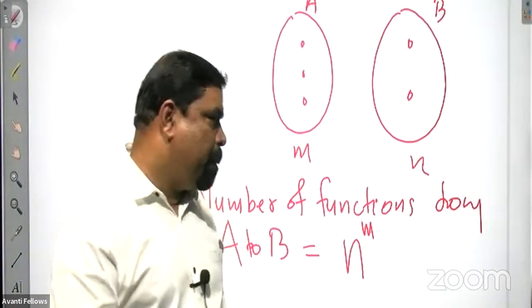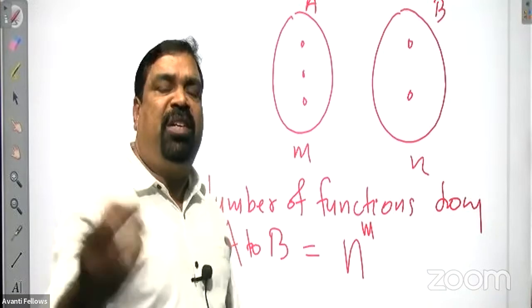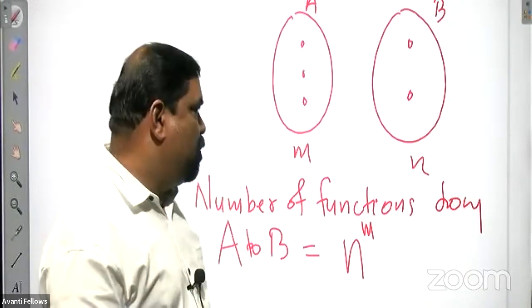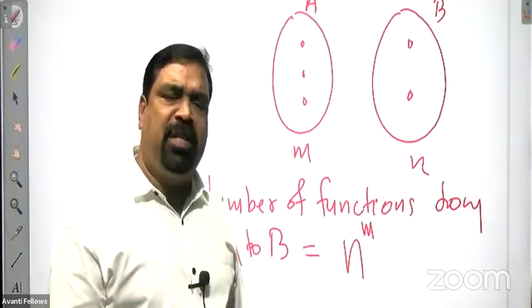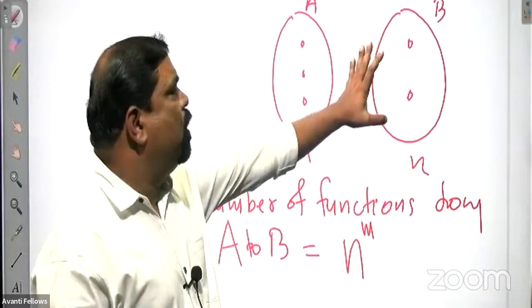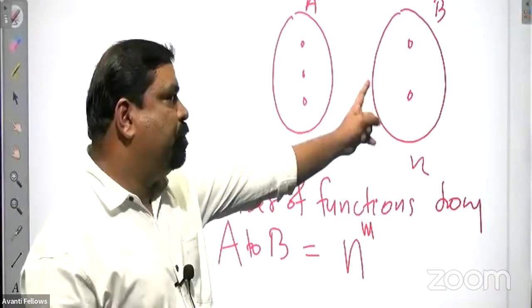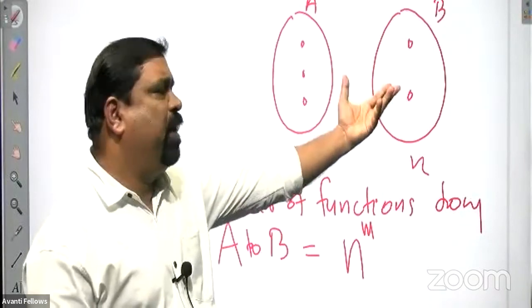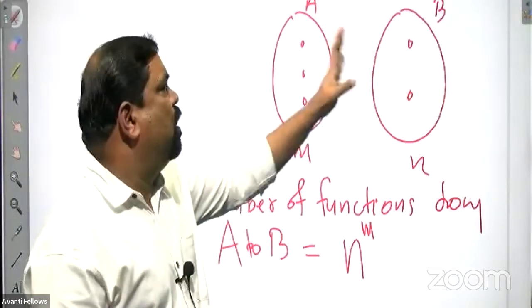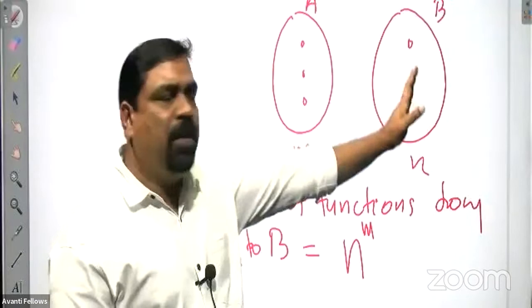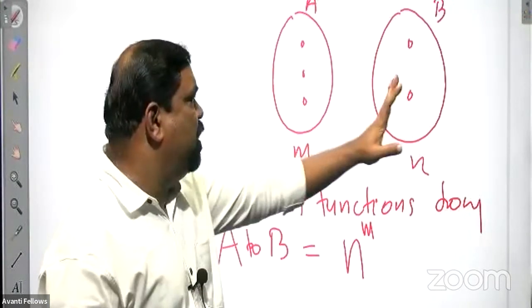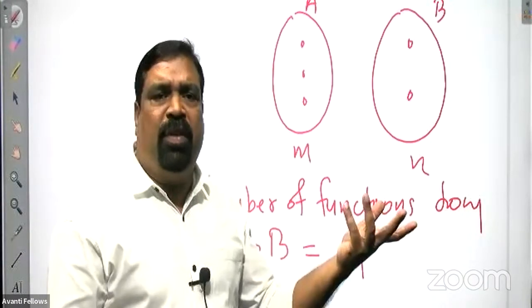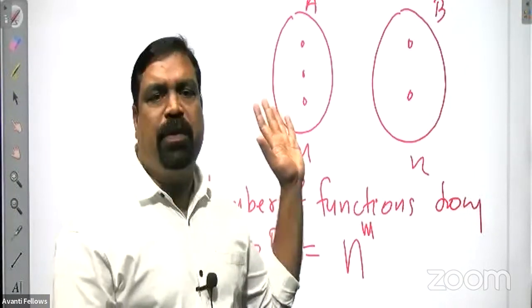Then next question. How many 1-1 functions are there? In this case, we cannot make any 1-1 function when set A has more elements than set B. So when m is greater than n, the number of 1-1 functions will be 0 only.